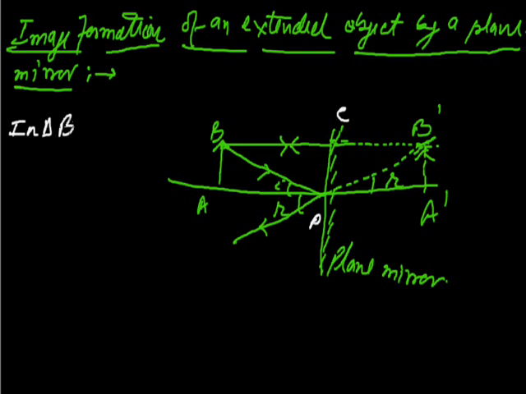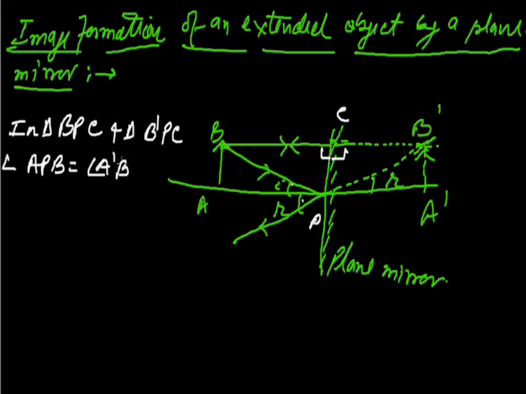Triangle BEC and triangle E dash PC are congruent because this angle is 90 degrees, this angle is I, this angle is R, but I and R are equal, so angle APB is equal to angle A dash E and B dash. So these two triangles are congruent, hence corresponding sides will be the same, BC.